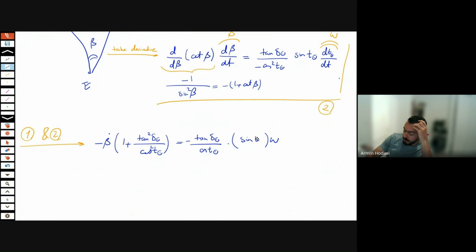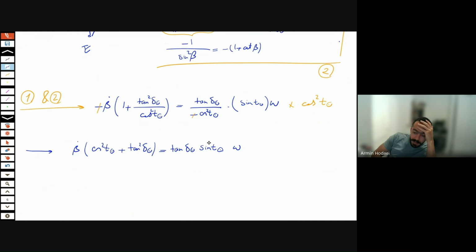So I'm going to write this as sine t, and I'm going to write this as negative cosine square t. So what I'm going to do, I'm going to multiply everything by cosine square t. So the negatives are going to cancel. So beta dot cosine square t and square delta is equal to tan delta sine t times omega.